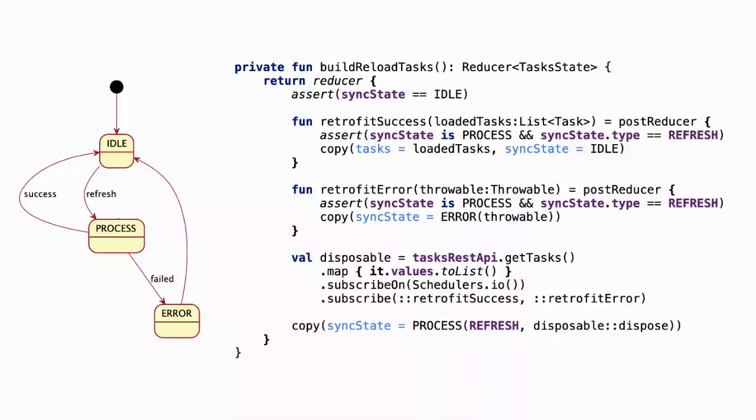So if we go through the reducer builders here a little bit, when we start a query, we'll be moving the state machine from an idle state straight to the process state. And when that request resolves successfully or not, what we do is we fire off a new reducer to move from the process state to either idle if that worked, as I was mentioning before, or error if it did not.